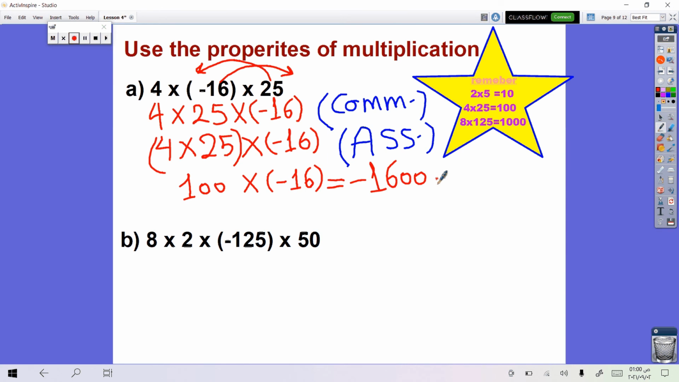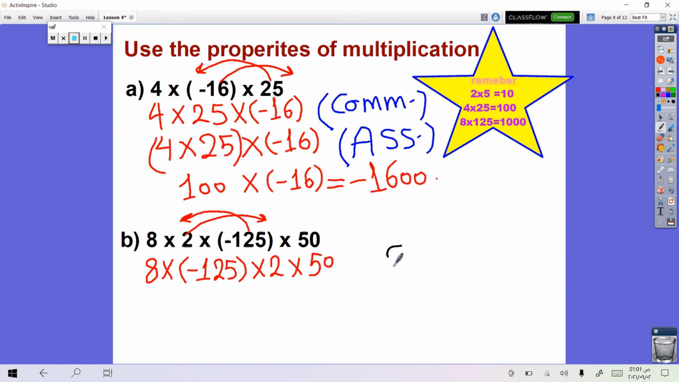The second one, 8 by 2 by negative 125 by 50. So you have to show the steps and write the name for each property. As we said before, you have to write the first number, which is 8, and then change the order of second and third. Multiply negative 125, multiply 2, multiply 50. So here we change the order. So the name of this property is commutative.